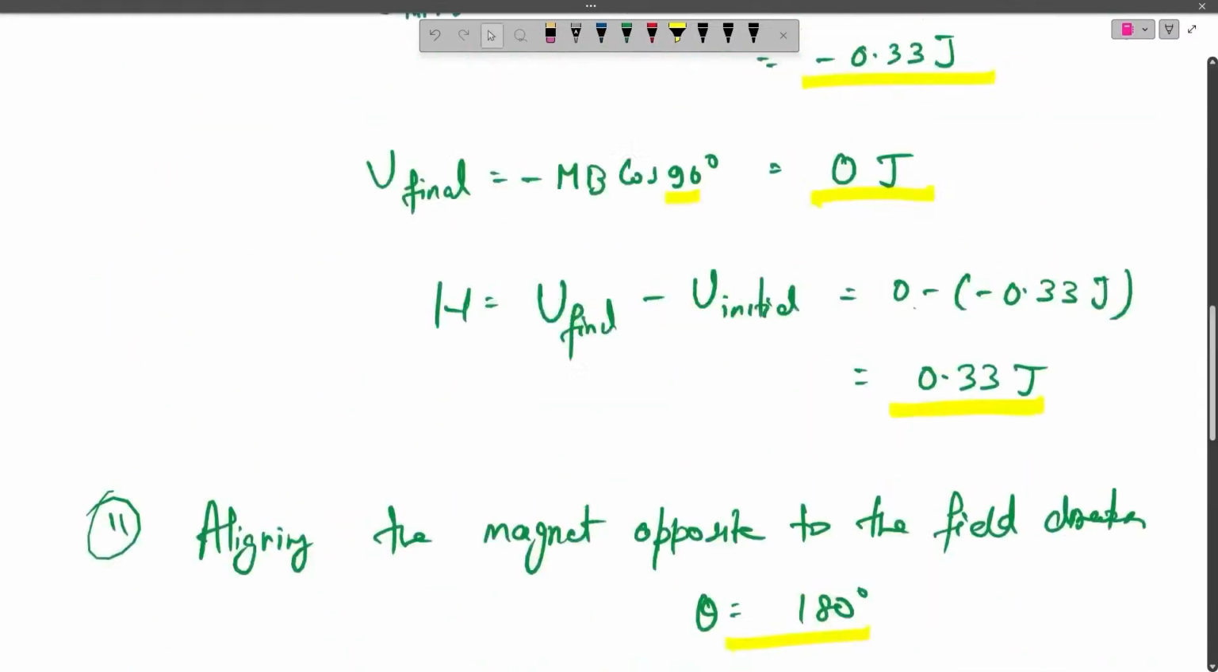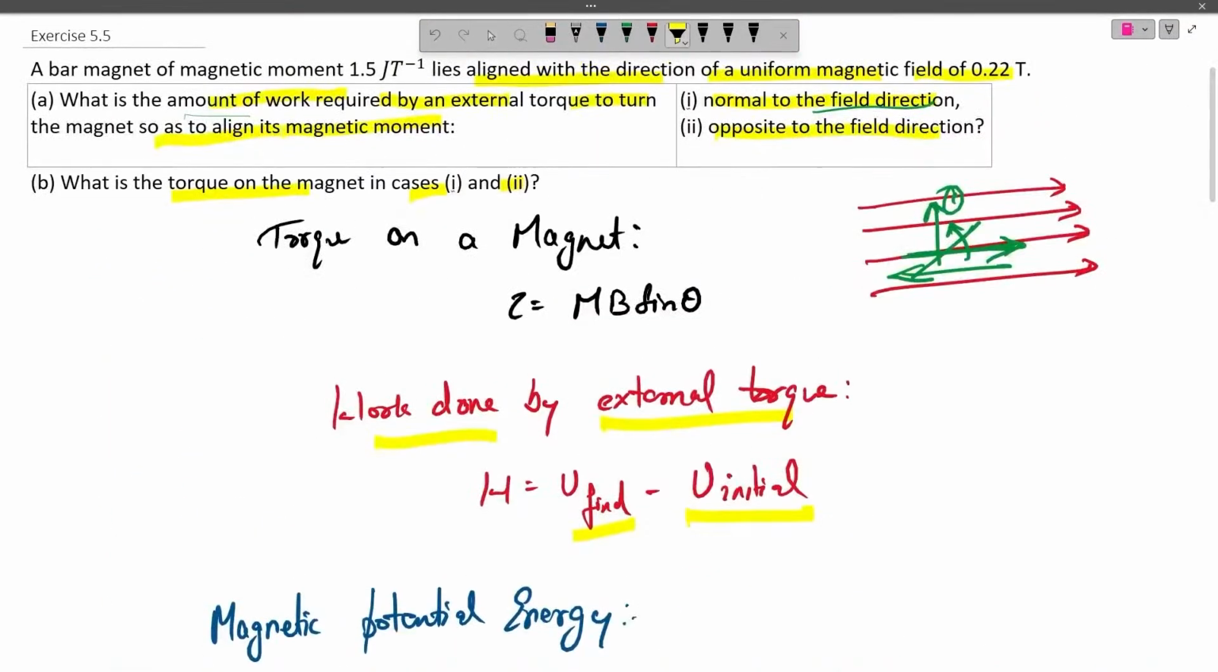Visualizing this, when the magnet is in this state, we get a torque of 0.33 newton meter, and when the magnet is in this state, that is opposite to the magnetic field, we get a torque of 0 newton meter. We also know that this position is the unstable equilibrium position.